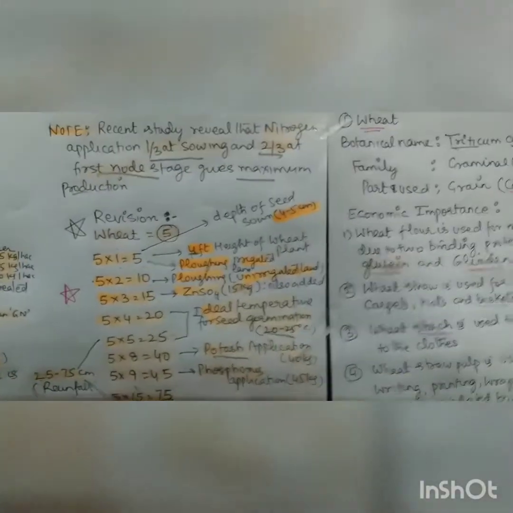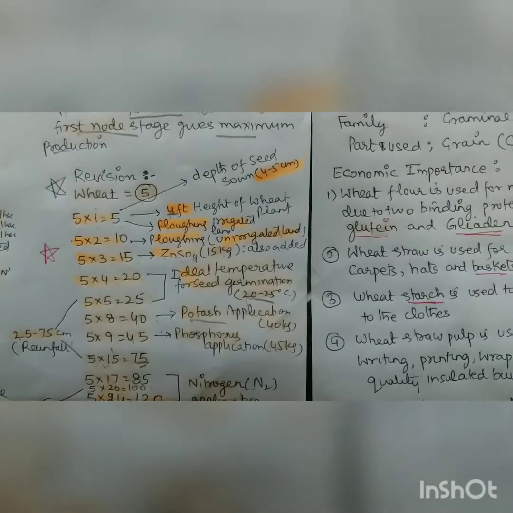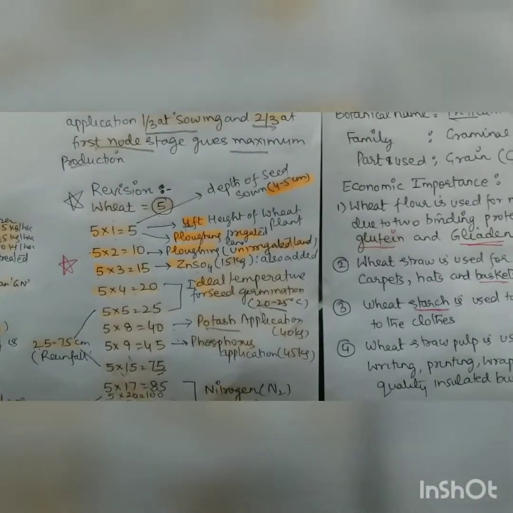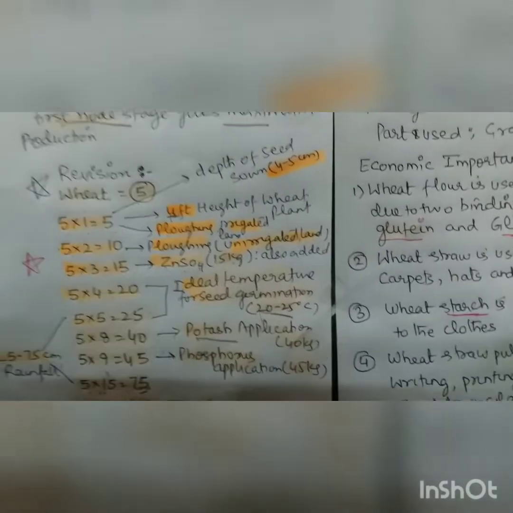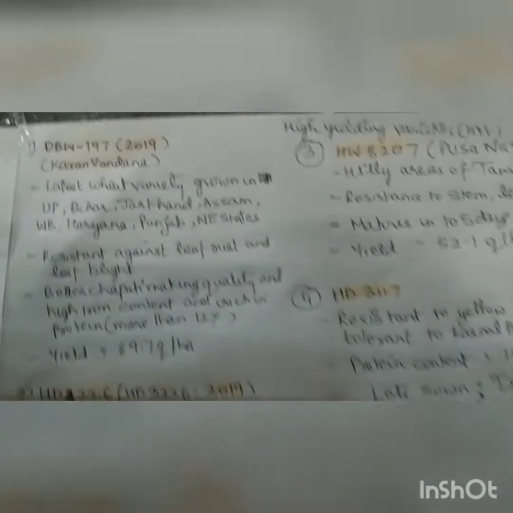This is how we revise wheat. So wheat is very easy from this aspect. One or two times you have to revise like this, then it will automatically come to your gray matter.